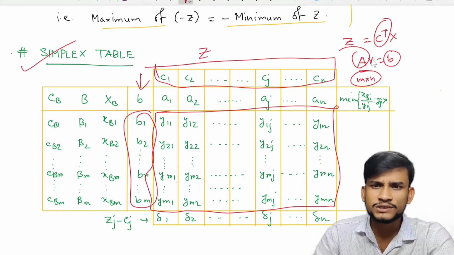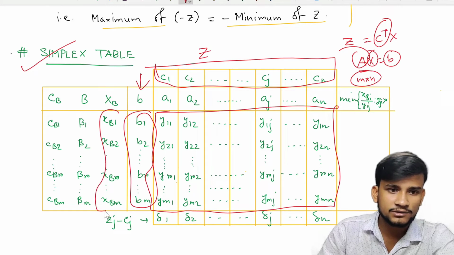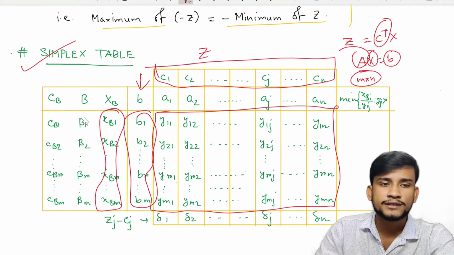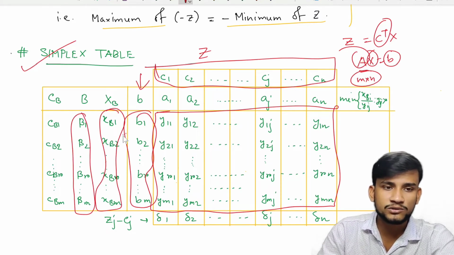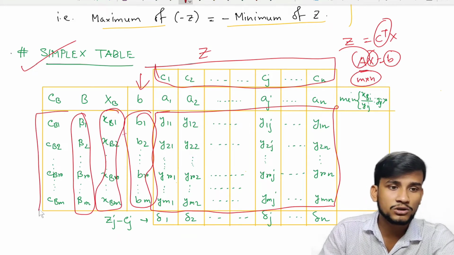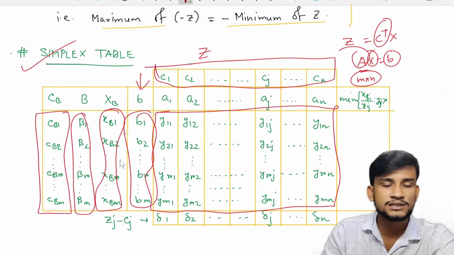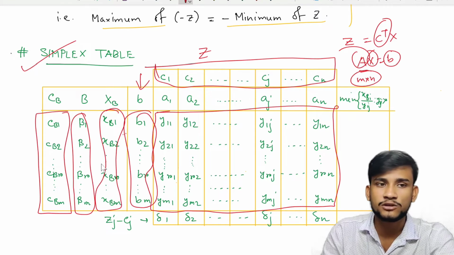Now this x vector is up to m, these are the variables whose values we need to find. This is the basis corresponding to this matrix, these basis vectors, and these are the costs corresponding to the vectors which are in the basis. These are the components of the simplex table.